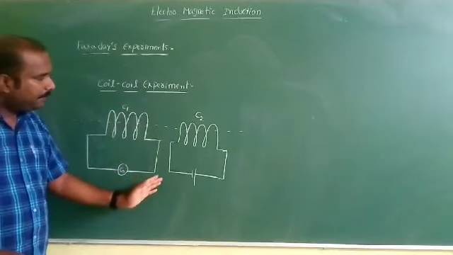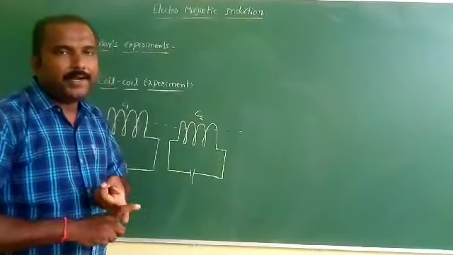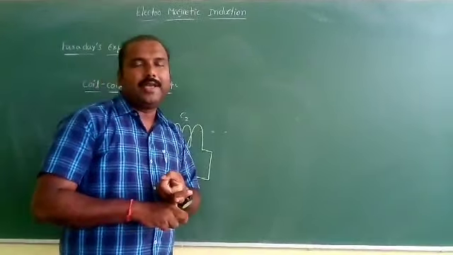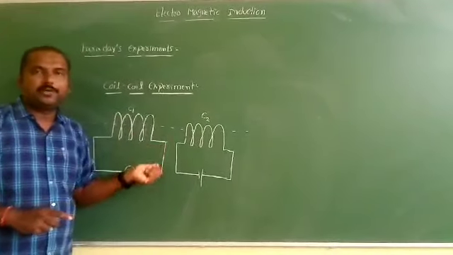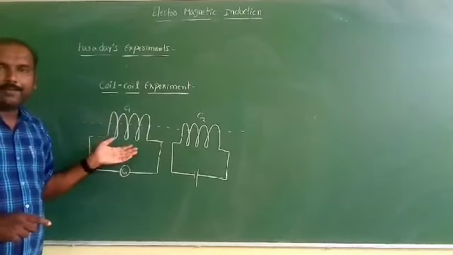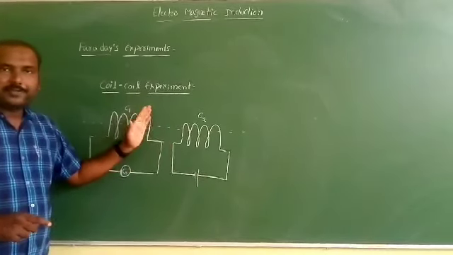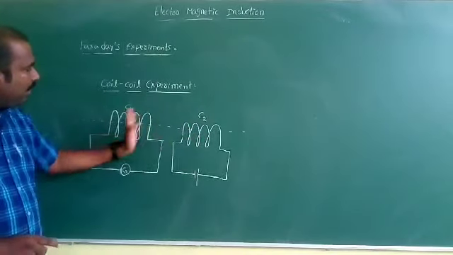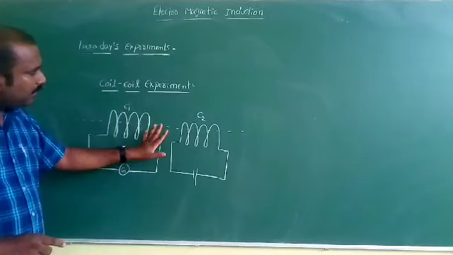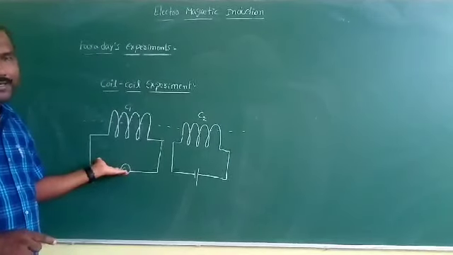And finally, from this one also it is concluded that there must be a relative motion between coils C1 and C2. If there is no relative motion, there is no induced EMF, there is no induced current. So definitely a relative motion must be there. What is that? Either you have to move C1 or C2. Otherwise, if both are at rest, there is no deflection observed in the galvanometer.